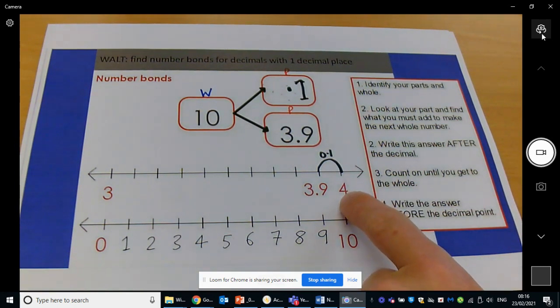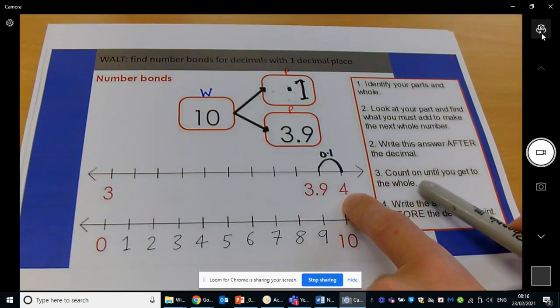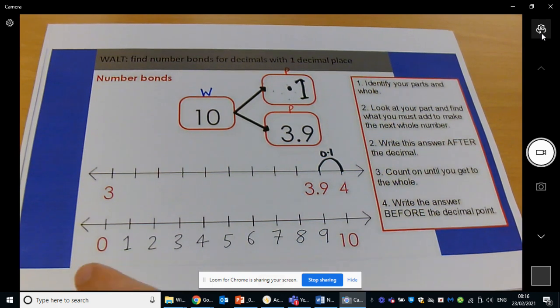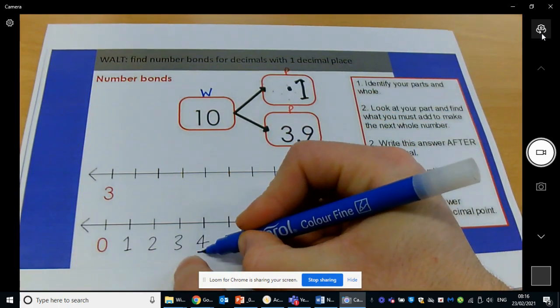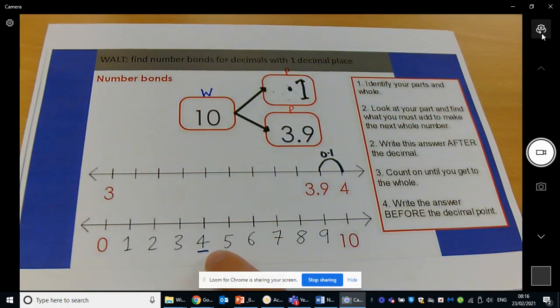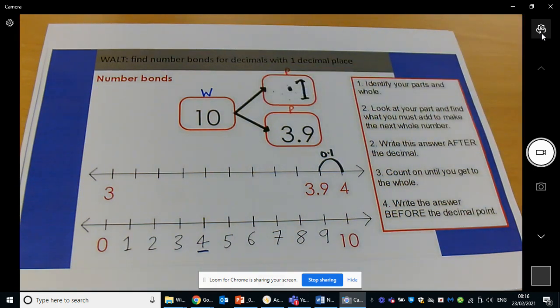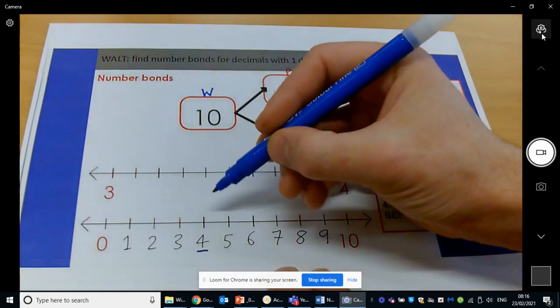Now that I'm on number 4, I need to count on until you get to the whole. So where's number 4 along this number line? It is there. And what is our whole? Call out at the screen. What's the whole that I need to get to? I'm on 4. What's the whole? Of course, it's 10. So, let's see how many number jumps we need to do to get to 10.